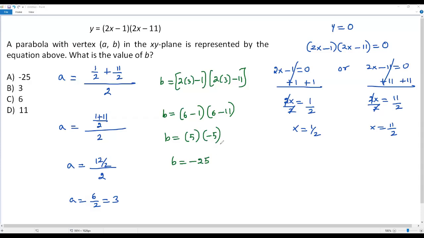Now I got the y-coordinate of the vertex, that is, I got the value of b, that is negative 25. We find negative 25 in answer choice A. The correct answer choice for this question is A, negative 25.